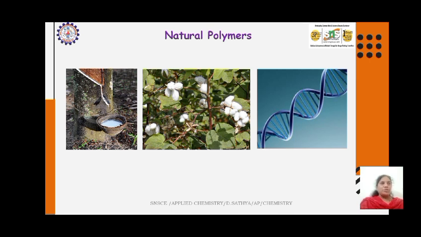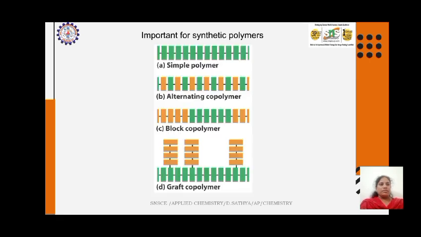This is natural rubber, the latex tapped from the rubber tree. These are very common in countries like Malaysia. The other ones are DNA and cellulose. Synthetic polymers have different types: simple polymers, alternating polymers, block polymers and graft copolymers.